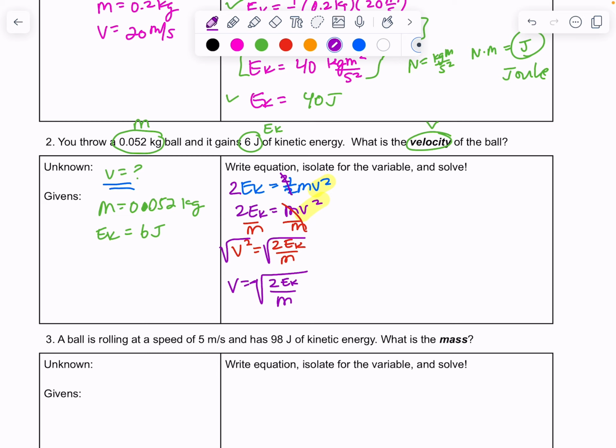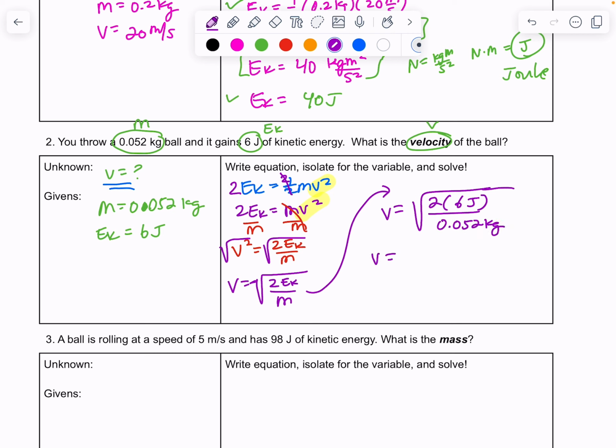Some of these, depending on your math ability, you might be able to do in your head, or some of you might need to do each step, which is fine because that's really good practice for your algebra. All right, so then let's go ahead and now we can plug in the numbers. So 2 times 6 joules divided by 0.052 kilograms.